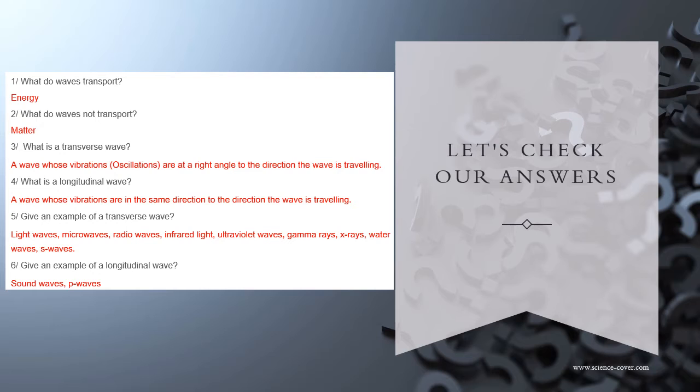Number 3, what is a transverse wave? This is a wave whose vibrations or oscillations are at a right angle to the direction that the wave is traveling. Number 4, what is a longitudinal wave? This is a wave whose vibrations are in the same direction to the direction that the wave is traveling.